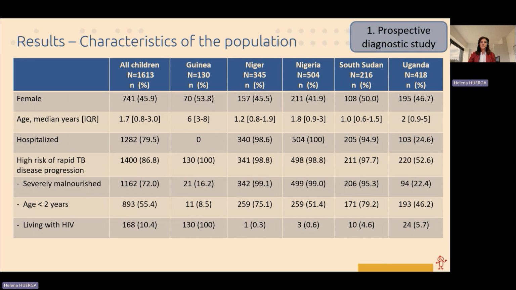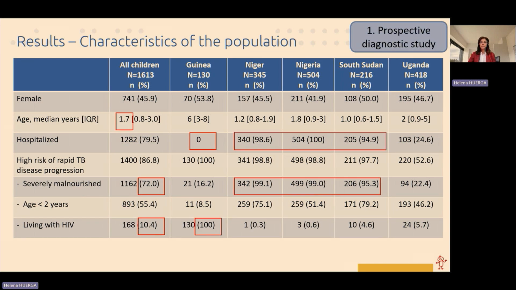This slide shows the characteristics of the population. We included 1,613 children, and you can see in the first column that the median age was 1.7. 72% of the children were severely malnourished and 10% were living with HIV. If we now look at the other columns, we can see that in each country, we focus on specific populations. For example, in Guinea, we focus on children living with HIV and all were ambulatory. Nigeria and South Sudan included mainly hospitalized children, mostly severely malnourished. And Uganda was mostly a mixed population with both hospitalized and ambulatory children, 22% severely malnourished and 6% living with HIV.